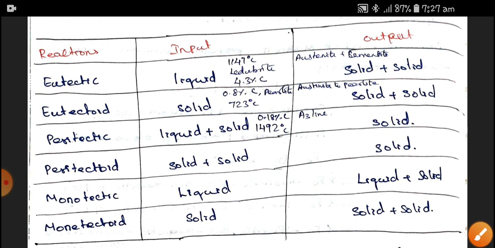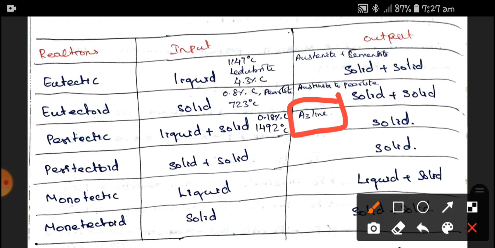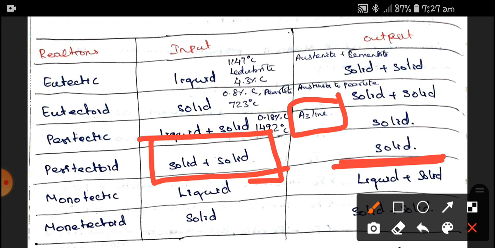Here the peritectic: we give the liquid and solid in the input, that is liquid plus solid at 1492 degrees Celsius, in the form of delta iron, and it contains 0.18 percent carbon. It is presented on the A3 line. So when it solidifies, the output becomes a single solid, that is austenite. And peritectoid: we give two solids and it will produce one solid.